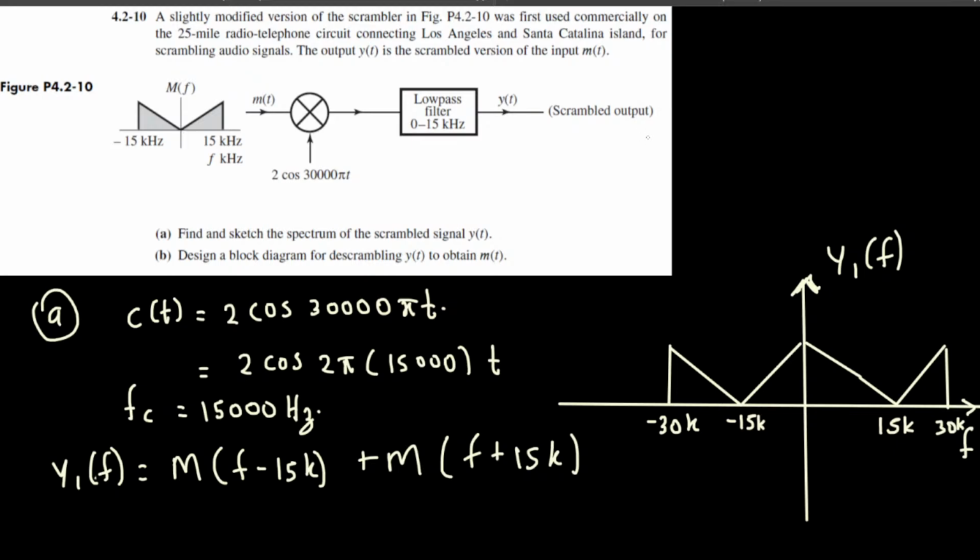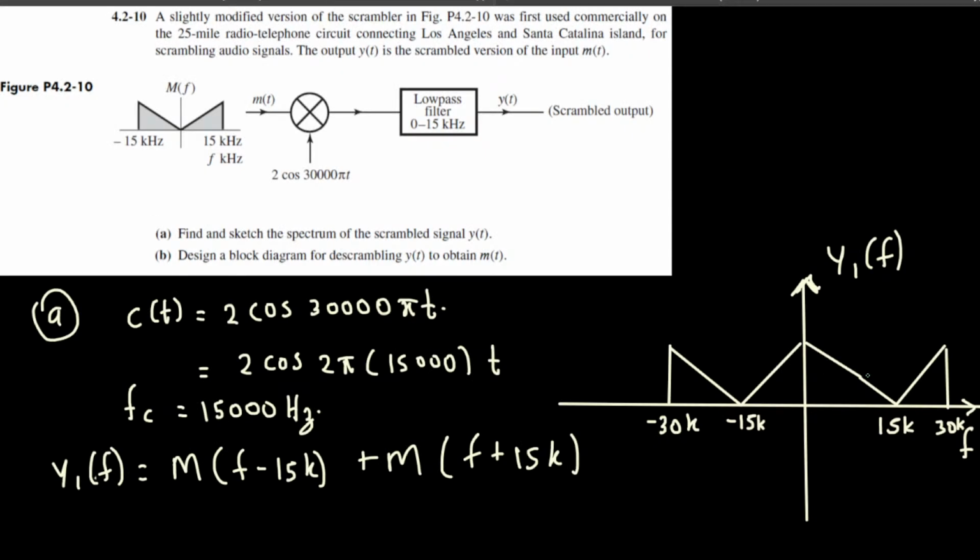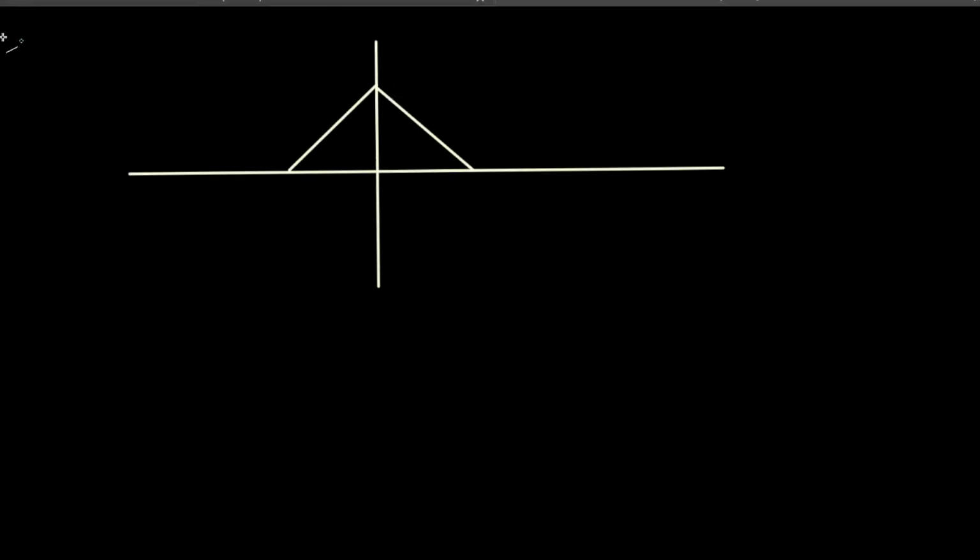Since we are drawing this diagram in the frequency domain, this is going to be the y of f diagram, and that's going to be just a triangle left after this part is removed, because this is above the 15k range. This distance is going to be 15k and 15k, and this one is y of f, and this is frequency in hertz.